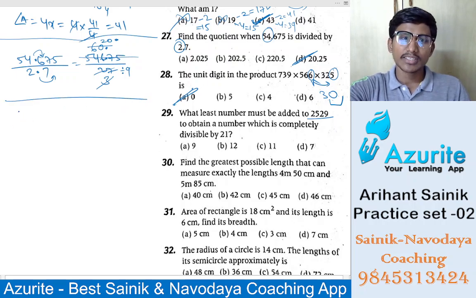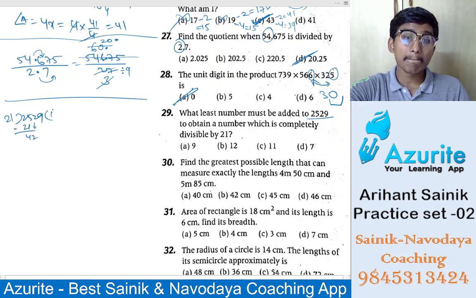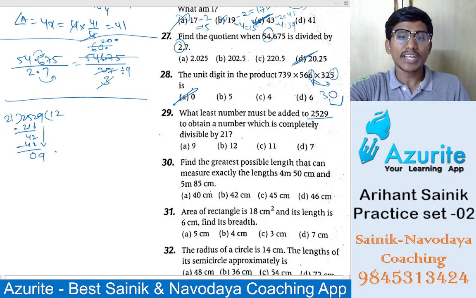So here you divide it in a normal division. So 2529 with 21. 21 ones are 21. 4 will be remaining. 42. 21 how much are? 21 twos are 42. 0 will come. 9 we have to take. So for 9, answer, sir? Yes, no, that is remainder.